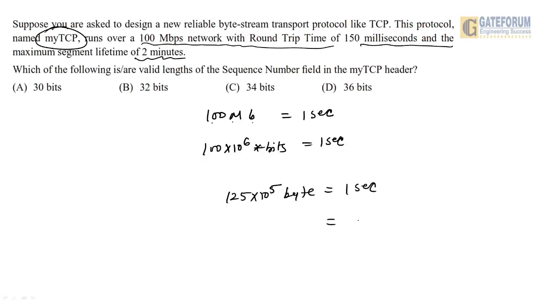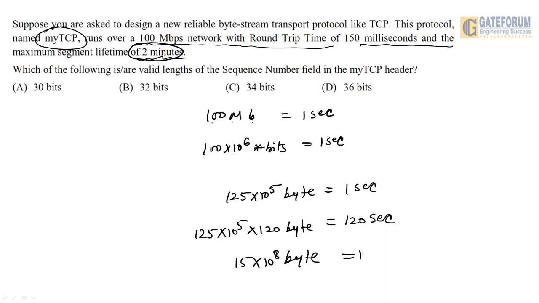So how much data can we transfer in the maximum segment life, which is 2 minutes, that is 120 seconds? Simply 125 into 10 to the power 5 multiplied by 120 bytes. On calculating this, the value becomes 15 into 10 to the power 8 bytes we can transmit in 120 seconds. So we want to transmit that much data, and we just need to calculate the length of the sequence number.